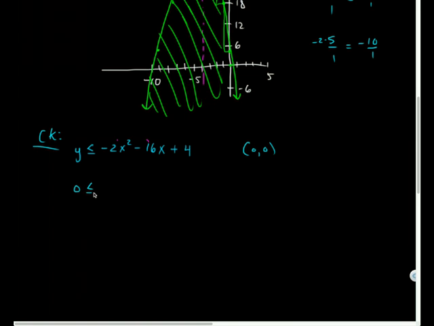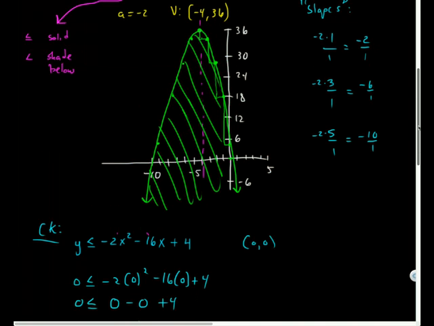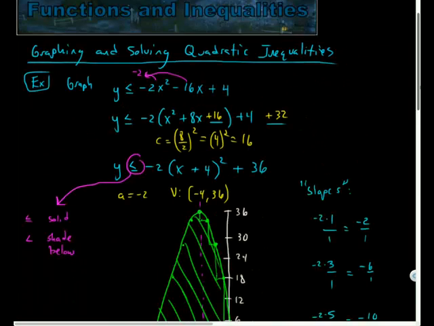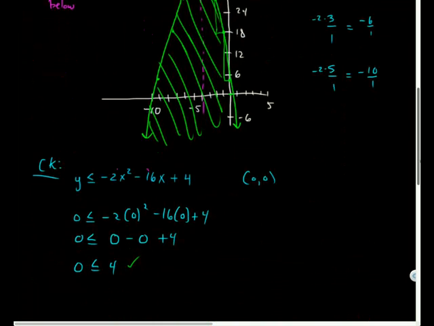Is 0 less than or equal to negative 2, parentheses 0 squared, minus 16 times 0 plus 4? So is 0 less than or equal? 0 squared is 0, times negative 2 is 0. So that's 0. Negative 16 times 0 is 0, minus 0, plus 4. Is 0 less than or equal to 4? And yes, I believe that is a true statement, right? And I could, even if I wanted, pick a point outside the shaded region and verify that that doesn't work, indicating that we are, in fact, correct. So there's kind of an interesting type of problem, the way you can graph that parabola.